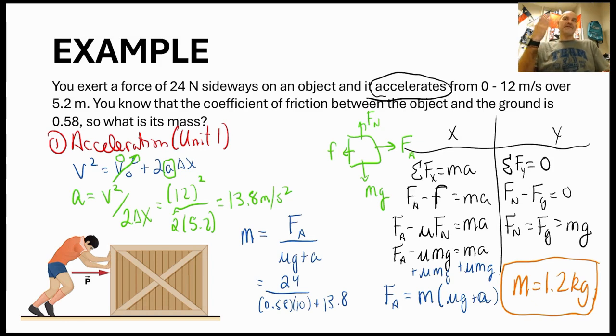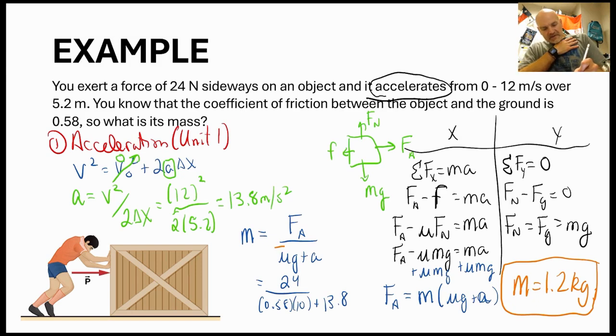Okay, and that makes sense because we have a light object. We're accelerating at 13.8 meters per second squared, with about mid-friction. Usually the coefficient goes between 0 and 1. And so we know this has to be a lighter object. But you could see the process.